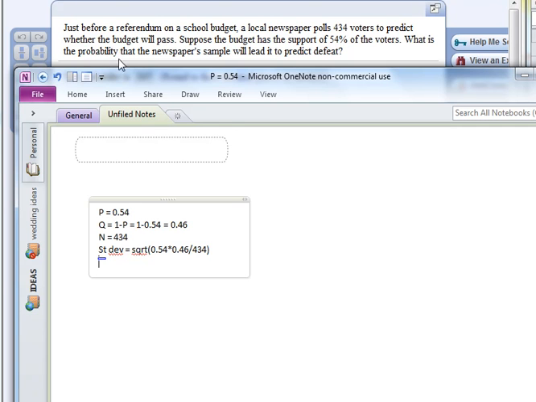Now it says, what is the probability that the newspaper sample will lead it to predict defeat? So what has to happen here is that you take a sample and your sample shows a defeat. Well, what would a defeat be? A defeat would be less than 50% of the votes, because if less than 50% of the people vote for something, then it's defeated. So you're wondering, just through sampling variability, if you took a poll, what are the chances that you got a group of people where your percentage of people that want the thing to pass is less than 50% when the true value is 54? What are the chances of you making a mistake?